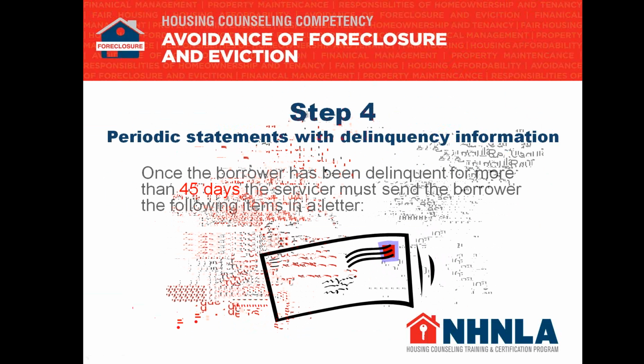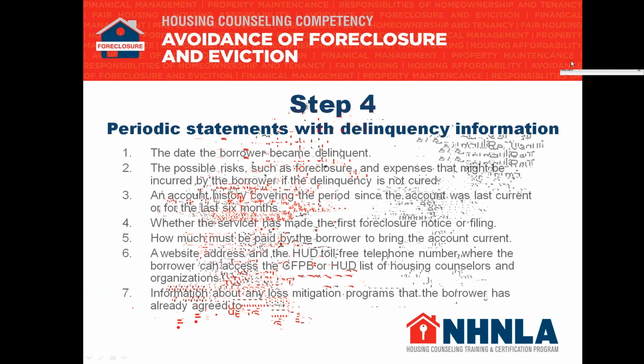Step 4, periodic statements with delinquency information. So once the borrower has been delinquent for more than 45 days, the servicer must send the borrower the following letter. And the following letter is the periodic statements with delinquency information. And this is wonderful because what we used to see is if a borrower is more than usually 90 days late, they would stop getting their statements. And so they had no idea how far past due they actually were. And now this says they have to send this.